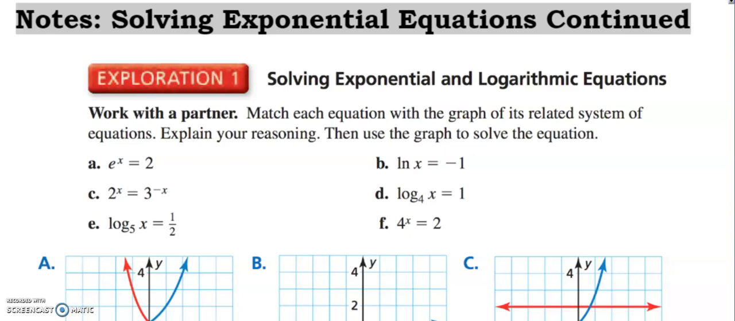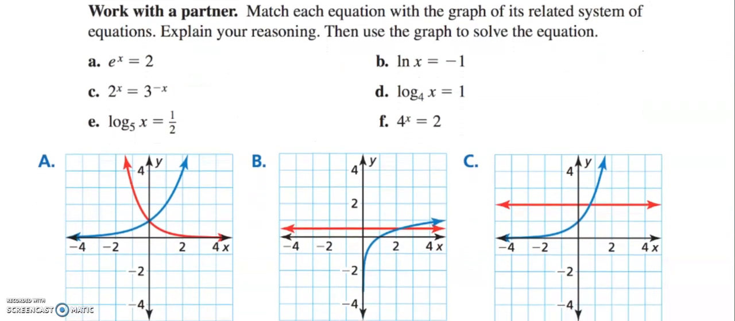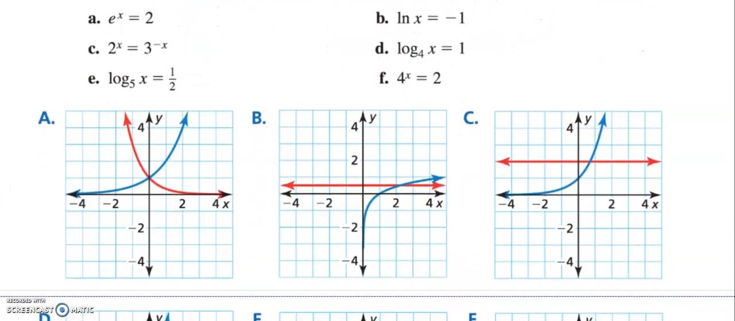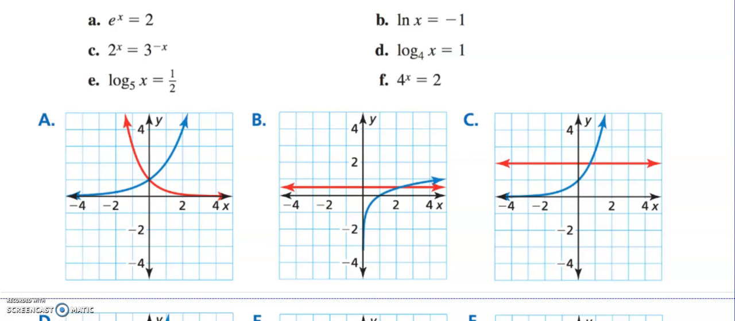All right, so hopefully you printed off some notes about how to solve exponential equations. I'm calling this continued because we did technically talk about this with application problems, but now we're going to look at them when they're a little bit out of context. So to start, it says work with a partner, but unfortunately we're at home, so you have to do it on your own. And what we're going to do is try to graph both the left and the right hand side and see which graph it matches up with.